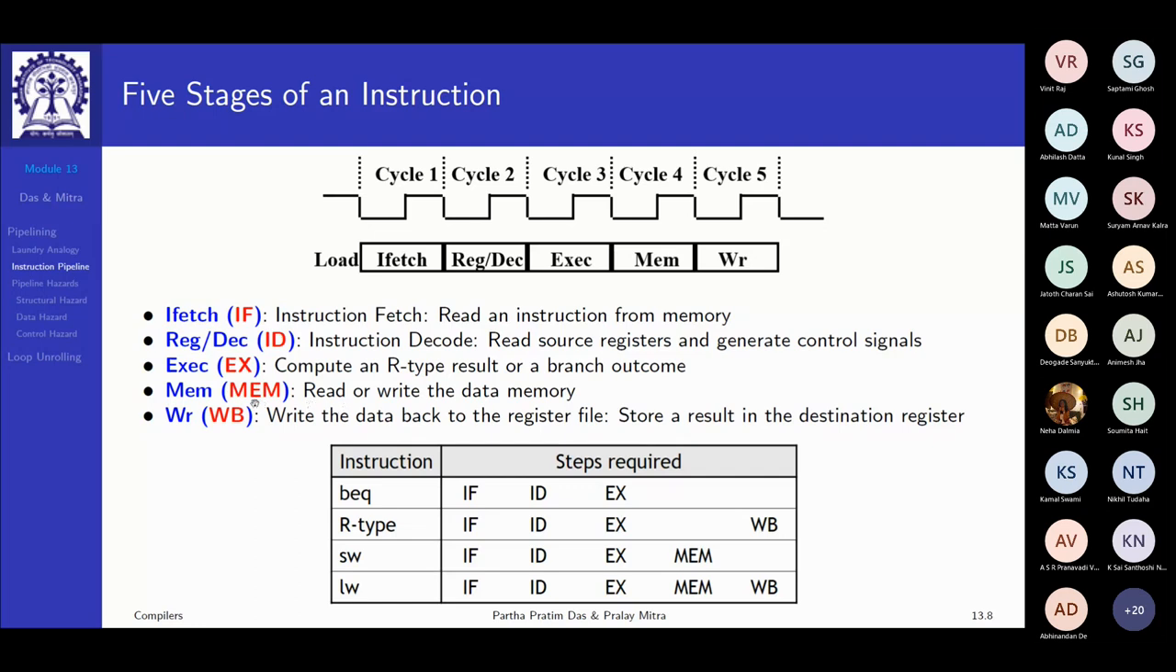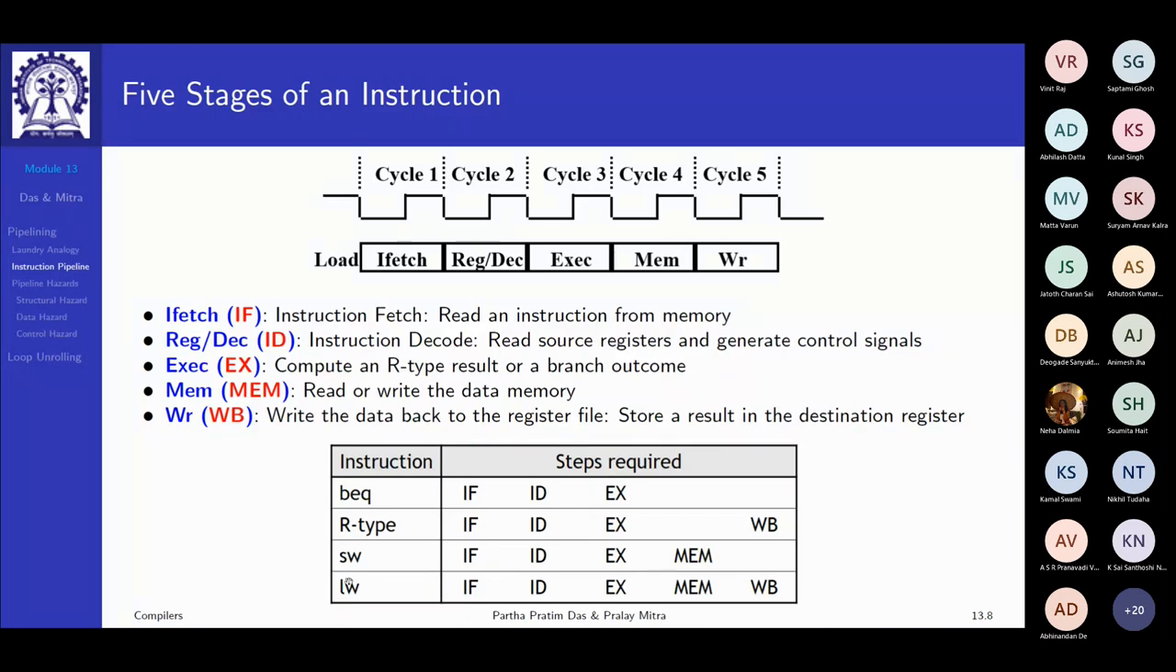Then you have a 4th stage, which is mem, where you read or write data memory as needed. And in the final write back stage, you write back the result to the destination register if that is involved.